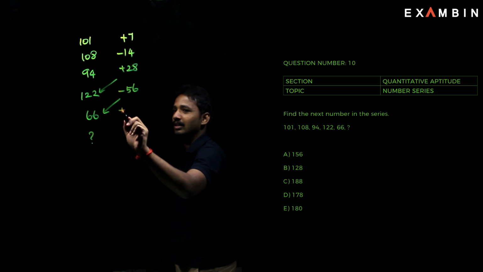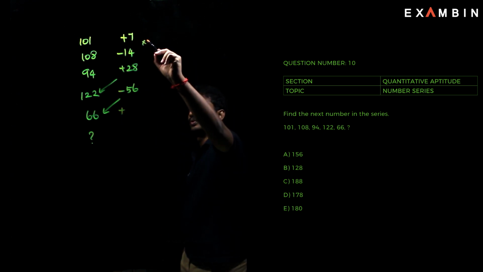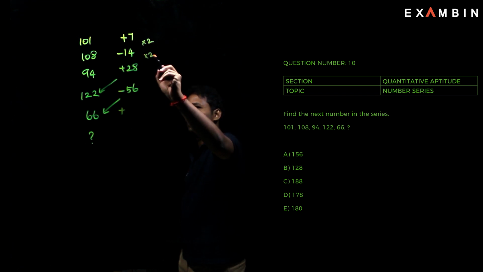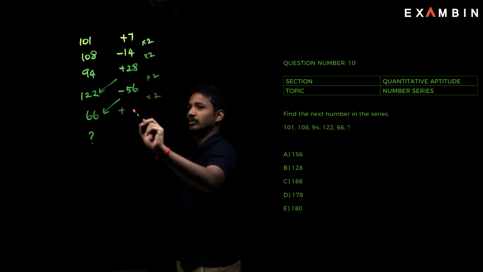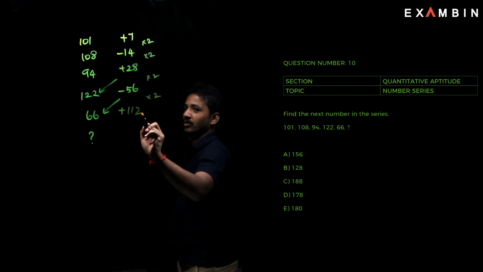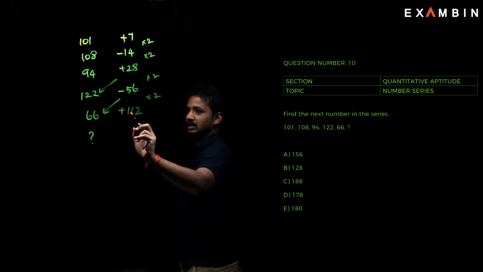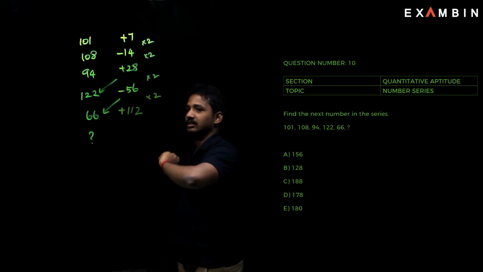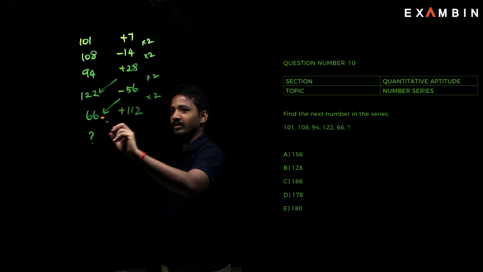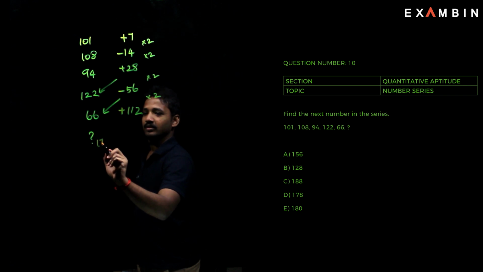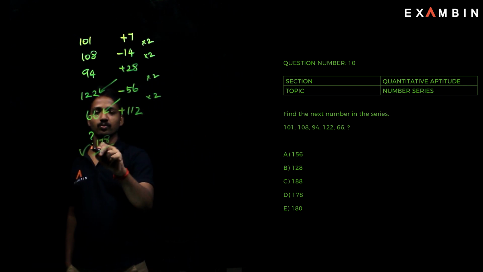So here a plus will come, and the values are 7 into 2, 14, 14 into 2, 28, 28 into 2, 56, 56 into 2, 112. 112 plus 66 would be 178. So see whether the option is there. Yes, D is the right answer, 178.